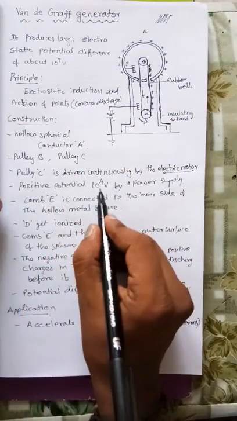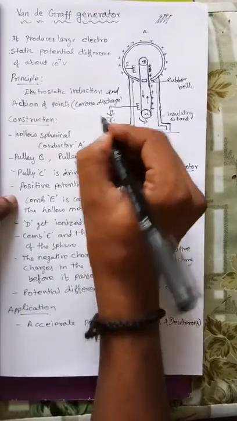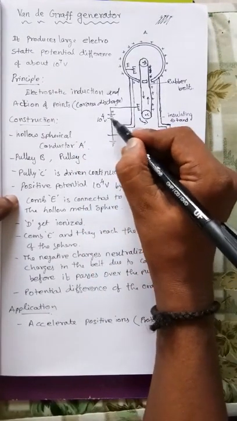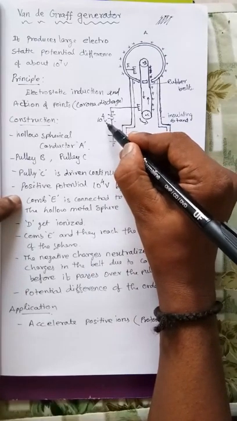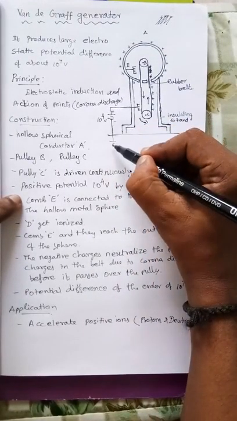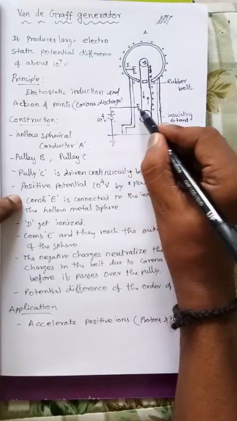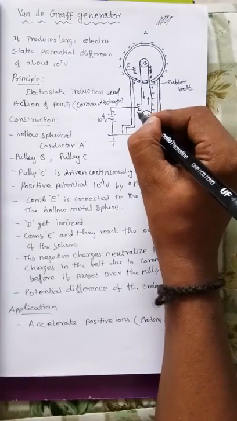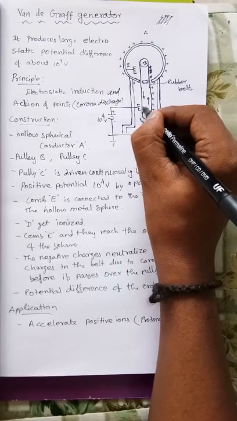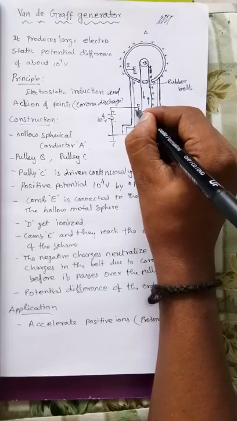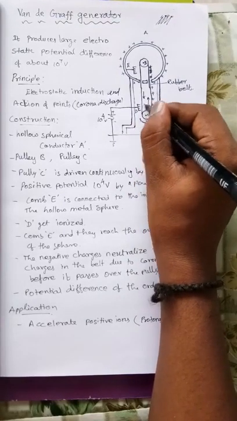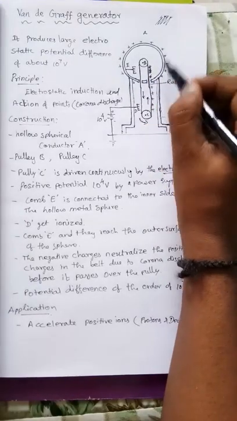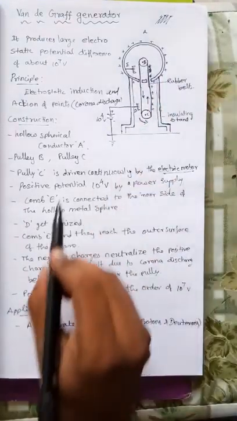A positive potential of 10 to the power of 4 volts is given by a power supply, using one battery. The negative terminal is connected to the ground, and the positive terminal is connected to one comb, D. This is a comb shape. Another comb, E, is connected inside the hollow metal sphere.